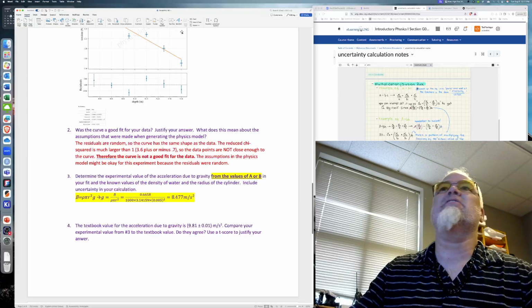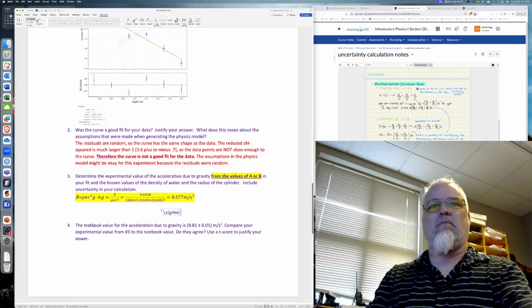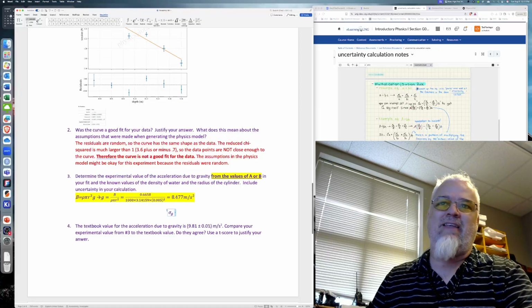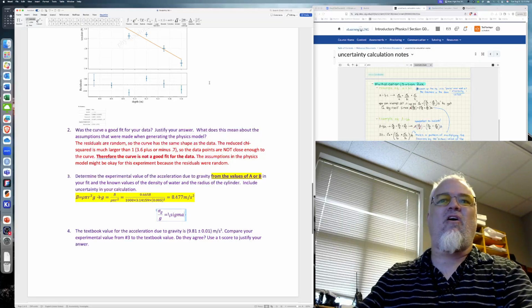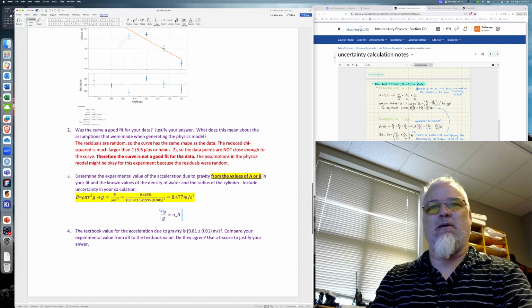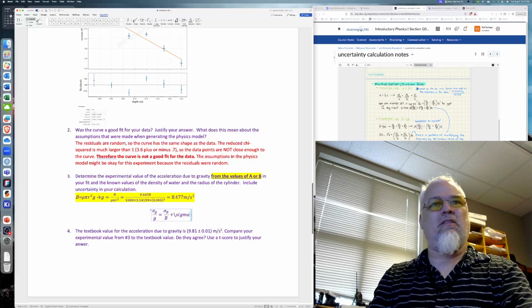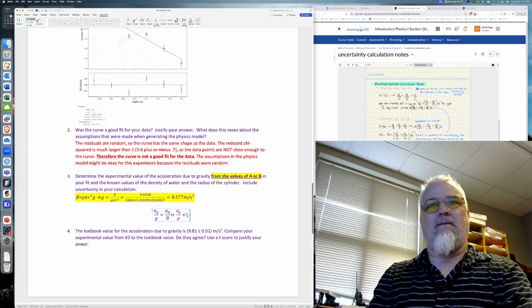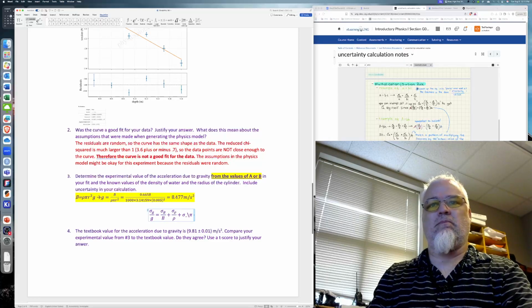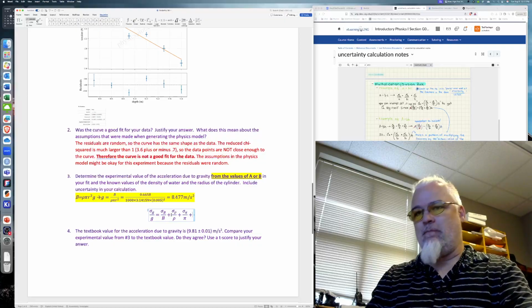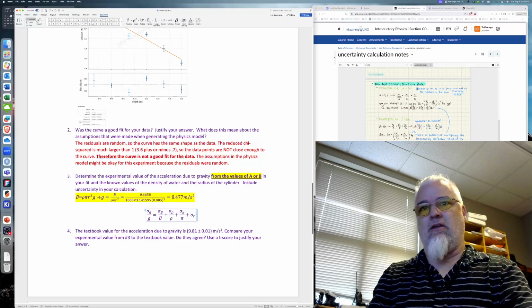So, insert an equation. The uncertainty in g, and that sigma is pronounced uncertainty in, divided by g, should be equal to all the things that we're multiplying and dividing. So in this case, the uncertainty in B over B plus the uncertainty in rho over rho plus the uncertainty in pi over pi plus the uncertainty in r over r.